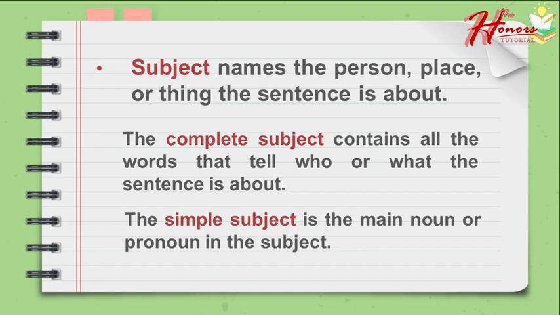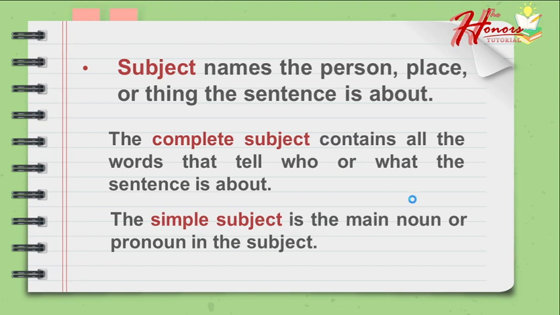Again, the key word here is that the subject of a sentence is what the sentence is about. It answers the questions who or what. For the subject, there are 2 different types. The first one is the complete subject and the second is the simple subject. When we say complete subject, from the word itself, complete, it contains all the words that tell who or what the sentence is about. And when we say simple subject, from the word simple, it is just the one or sometimes 2 words, the main noun or pronoun in the subject.